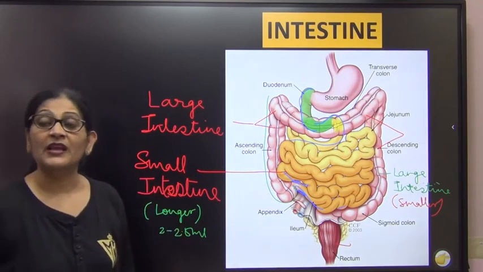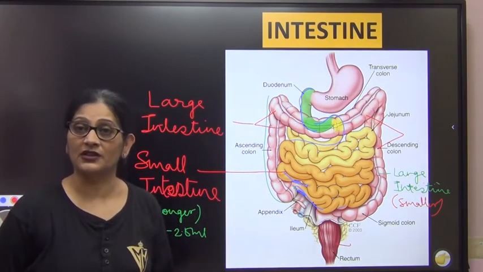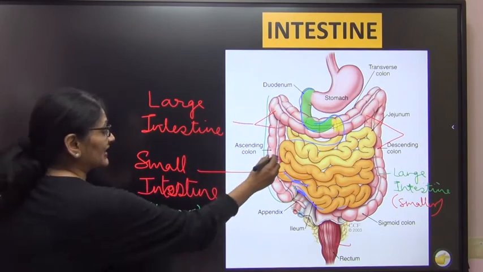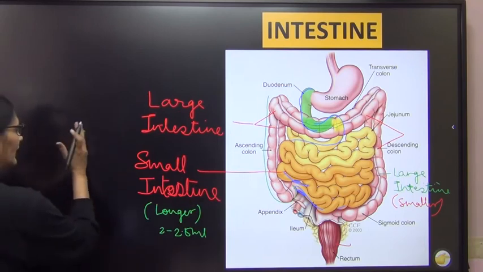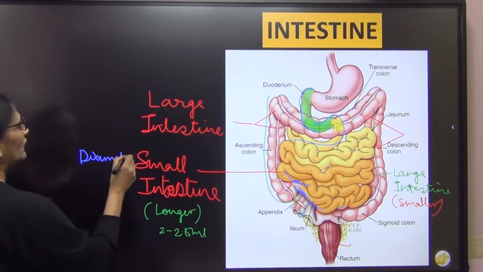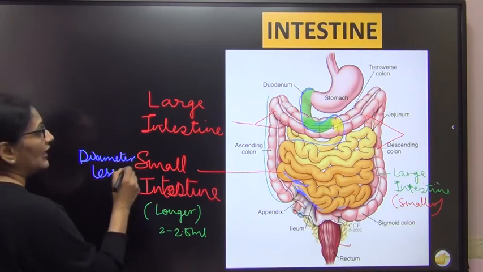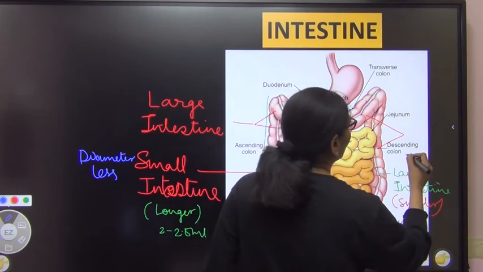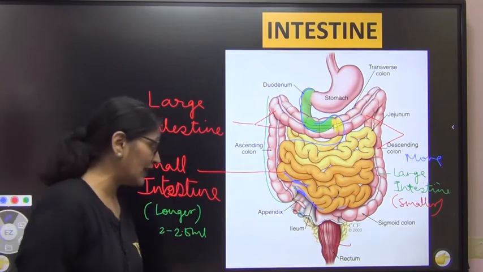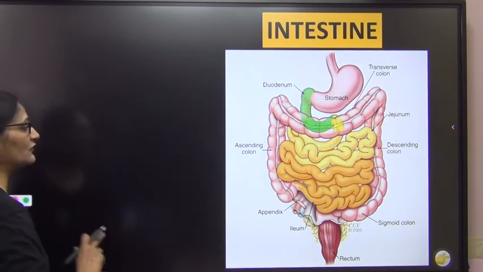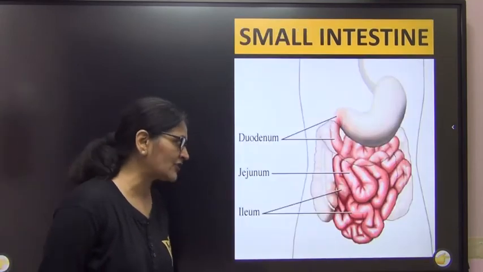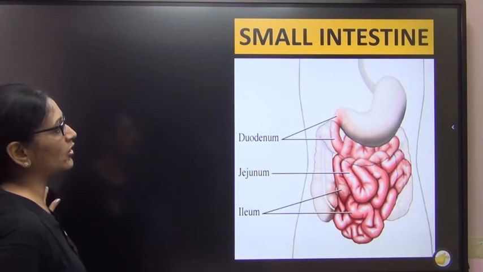Listen to the answer. The one which is smaller in size is called large, and the one which is longer is called small. Here the words small and large intestine have not come from the length but from the diameter. Here the diameter is less, so we call it the small intestine, and here the diameter is more, so we call it the large intestine, right? So first we will study the various parts of the small intestine, and then we will study the various parts of the large intestine.